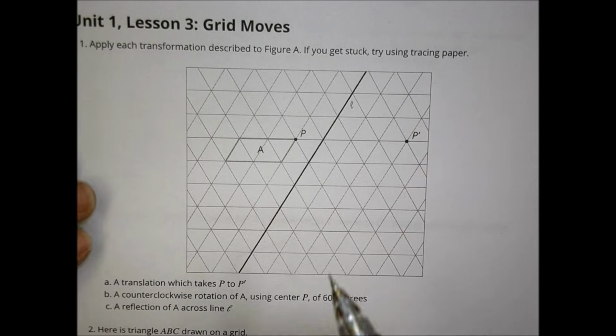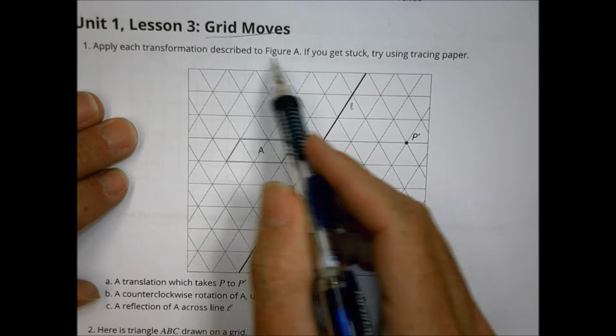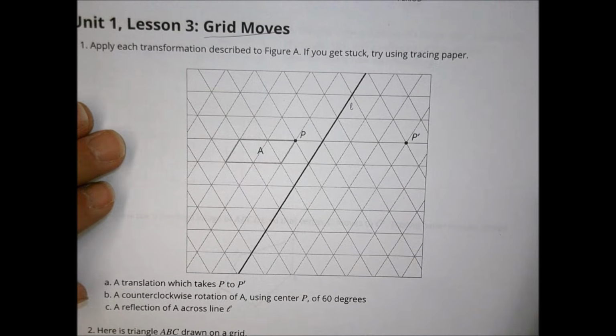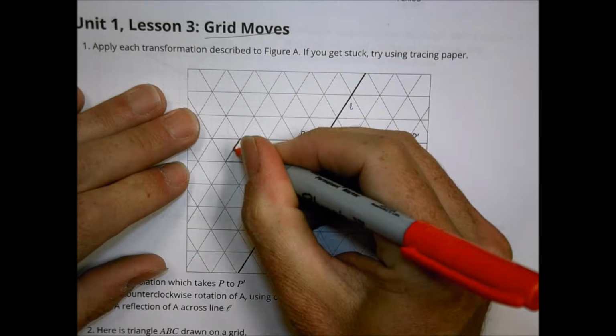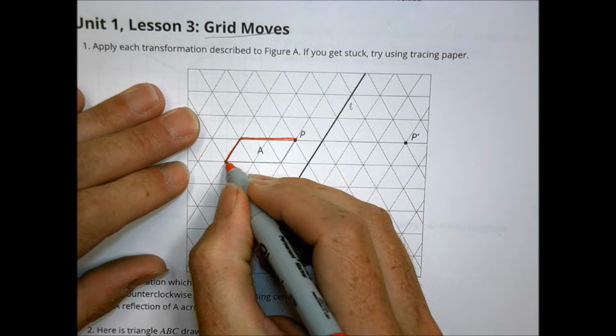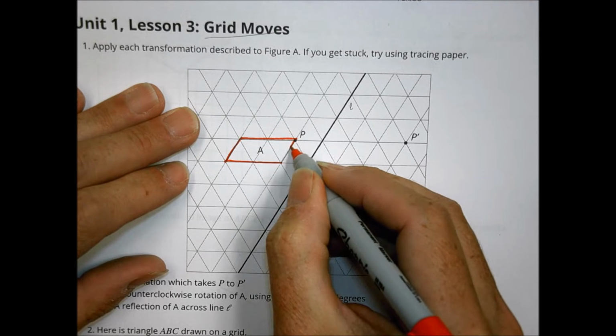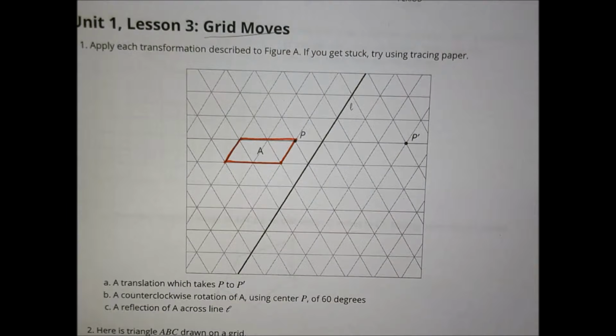So then, looking at your homework for tonight, we're looking at, again, the grid moves here. We're going to apply the transformations to figure A and then see what we come up with. So figure A is this shape. I'm just going to highlight it here in orange for you so you see it a little bit better. So figure A is right here. And we're going to go ahead and do the things it's asking us to do.